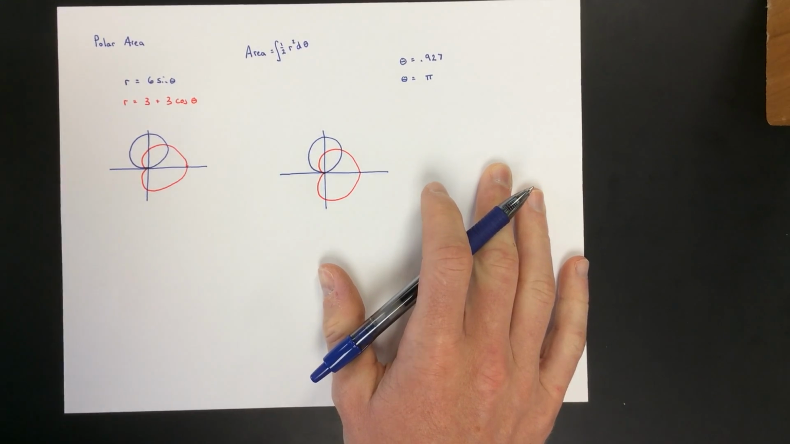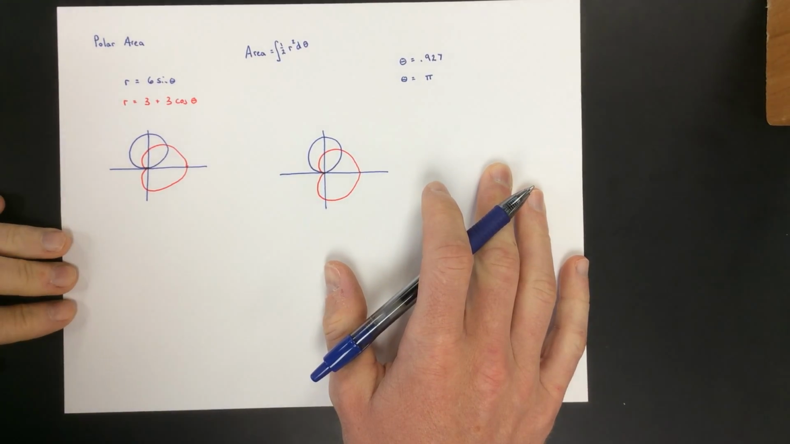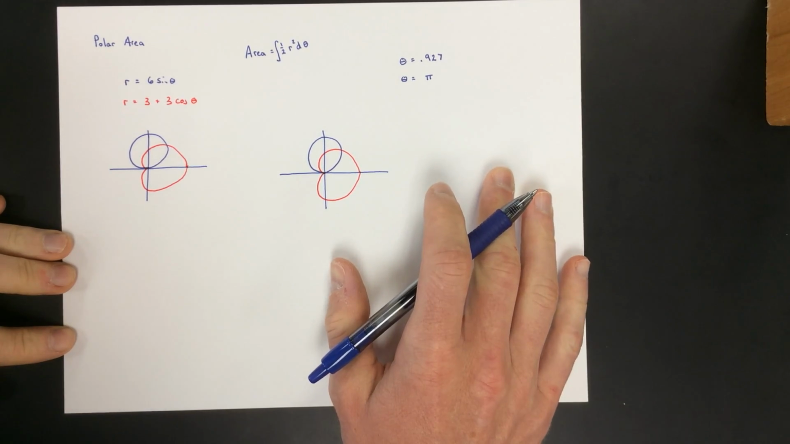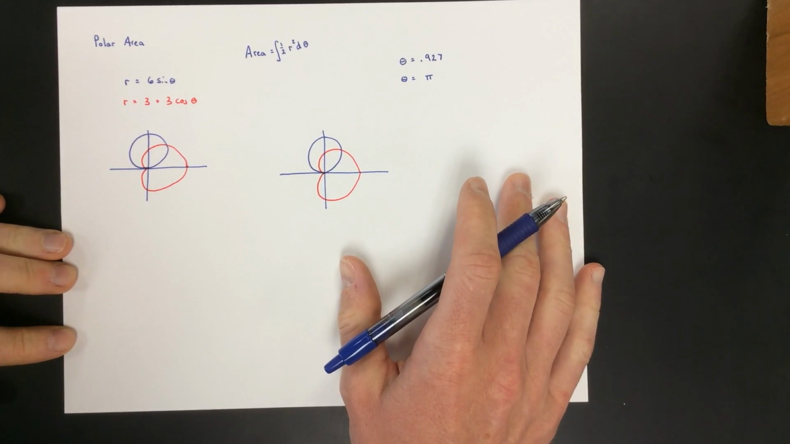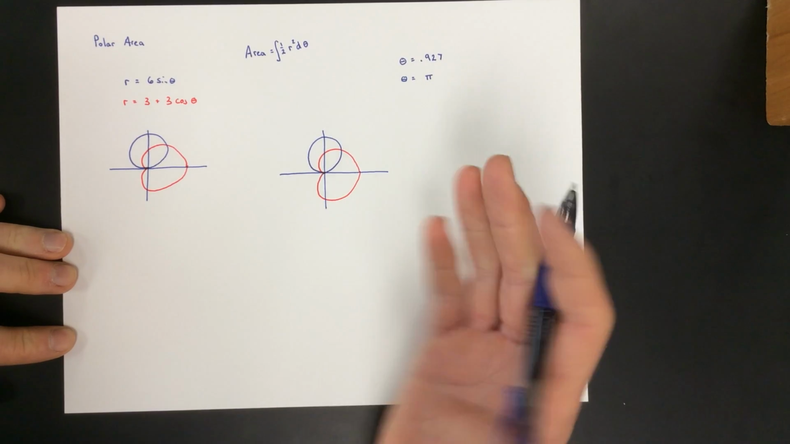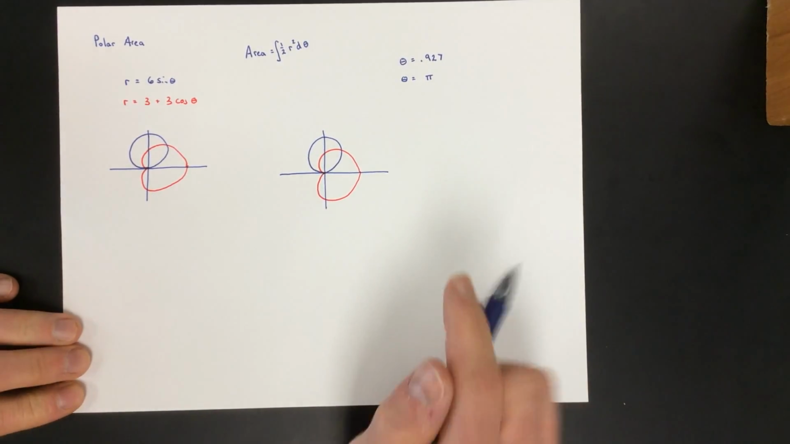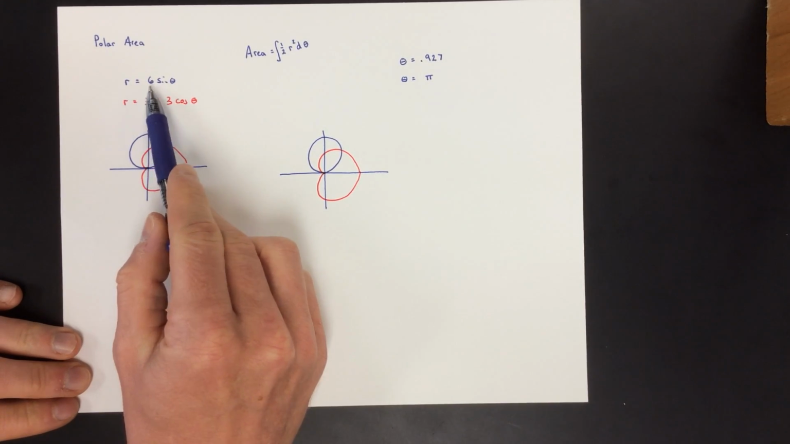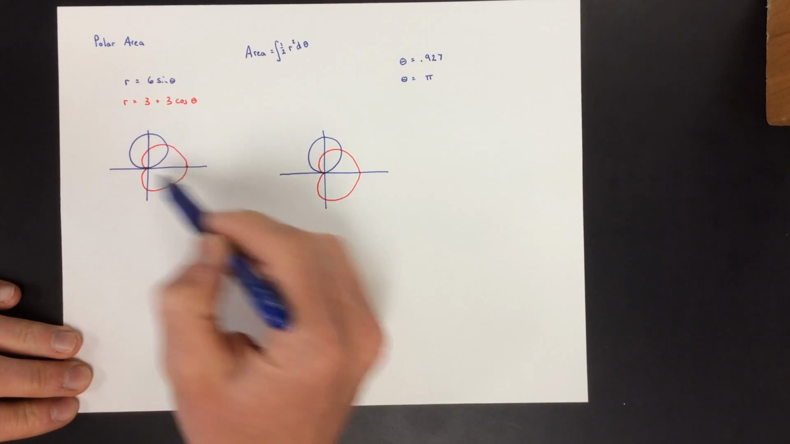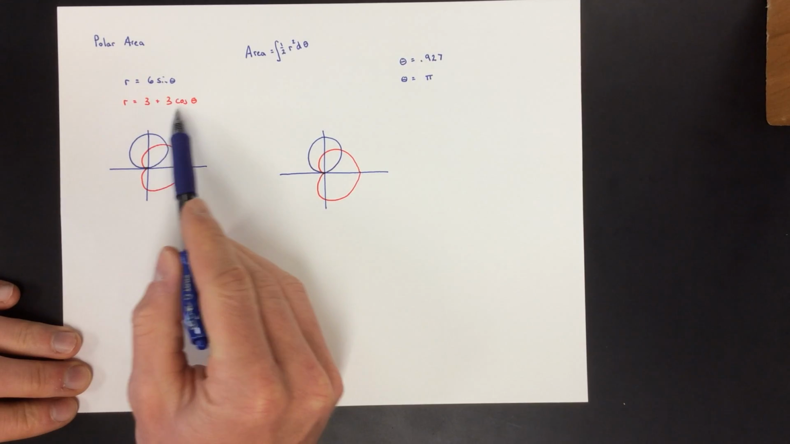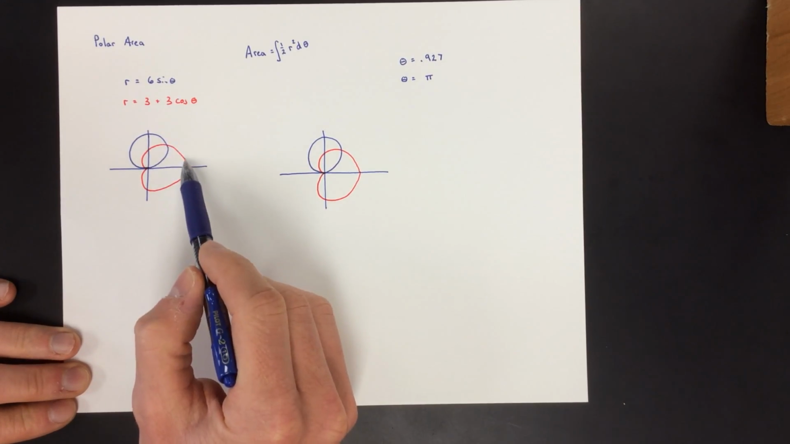Okay, I want to do just one more small video on polar area, and it's kind of like doing washers and top curve minus bottom curve. You have to really be careful on what the problem asks. So let's look at this one. This r equals 6 sine theta is this vertical circle here, so it's the blue. And then this is kind of this cardioid, which is this red curve.